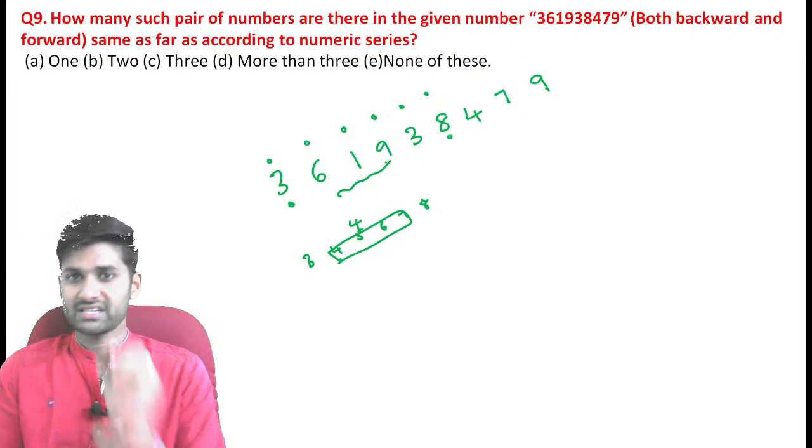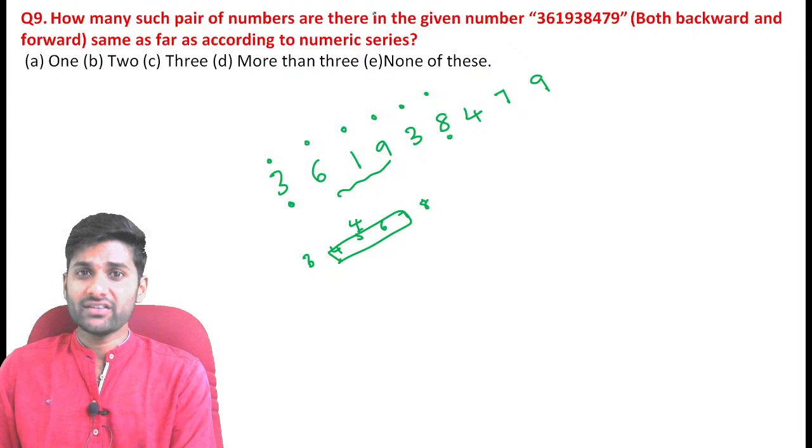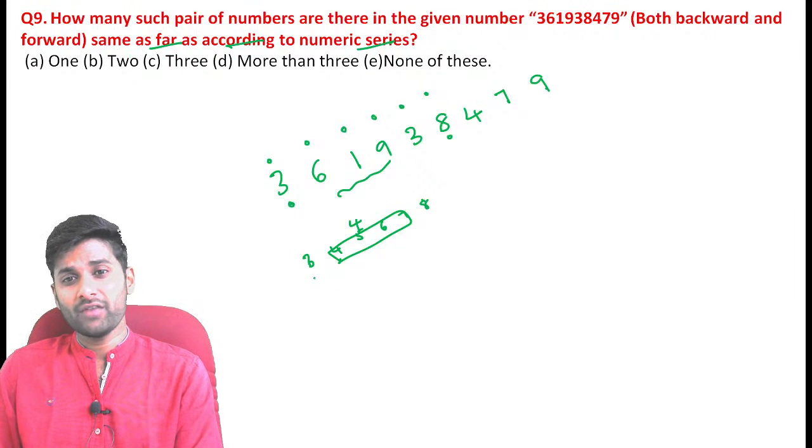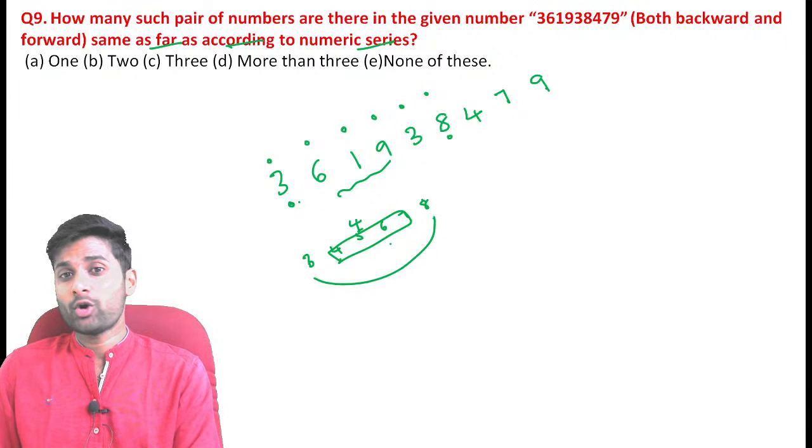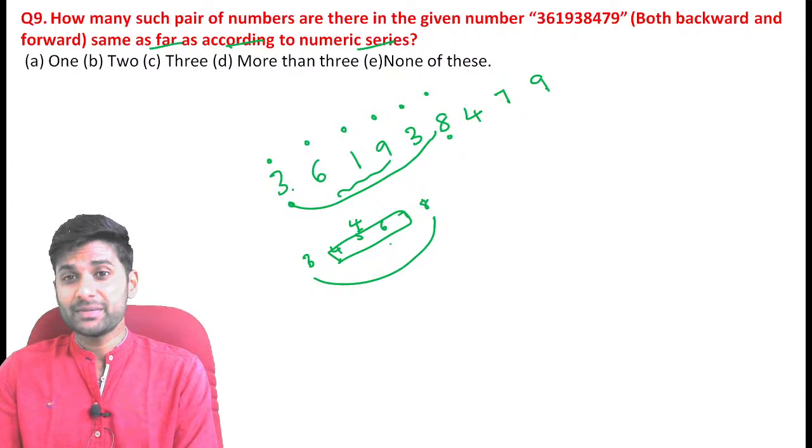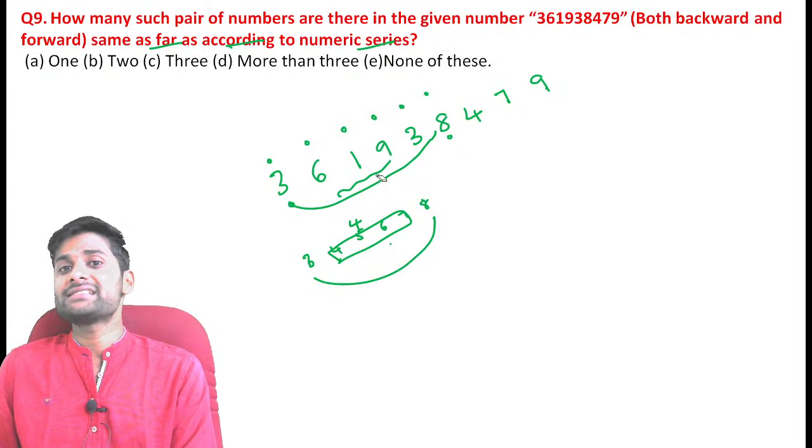The question mentions: how many such pairs of numbers are in the given numbers, according to the numeric series. The number of digits between 3 and 8 in the series is 4. According to the given numbers, the number of numbers between 3 and 8 is also 4. So that is exactly equal.